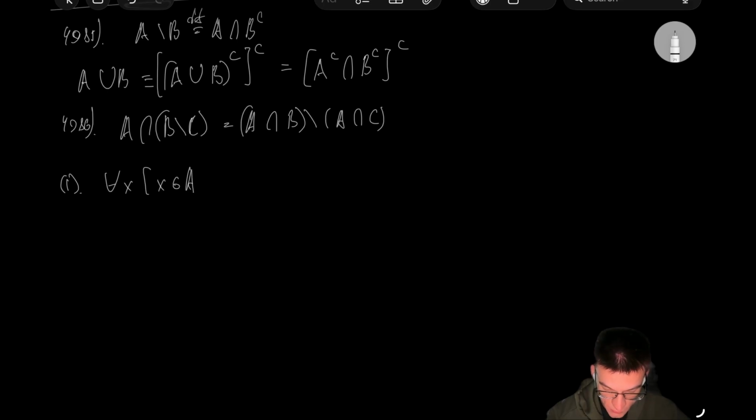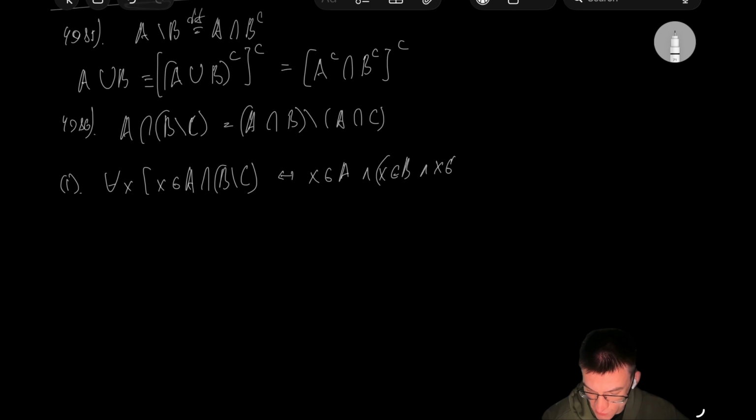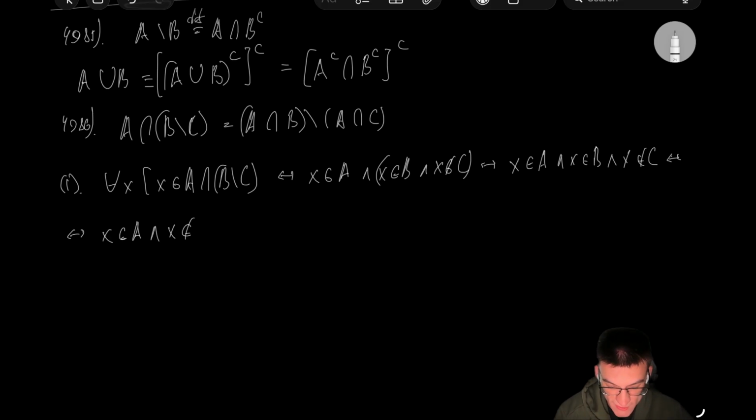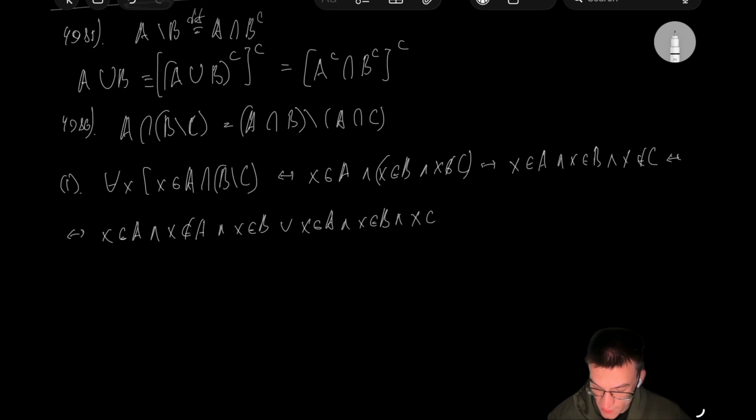For any x belonging to A intersection (B minus C), that is equivalent to saying that x belongs to A, and x belongs to B, and x does not belong to C. This is equivalent to x belongs to A and x belongs to B and x doesn't belong to C, which is equivalent to saying that x belongs to A and x does not belong to A, or x belongs to B. That first part is always a contradiction, always zero. But since we have a disjunction here, this is equivalent to the original expression: x in A, x in B, and x not in C.